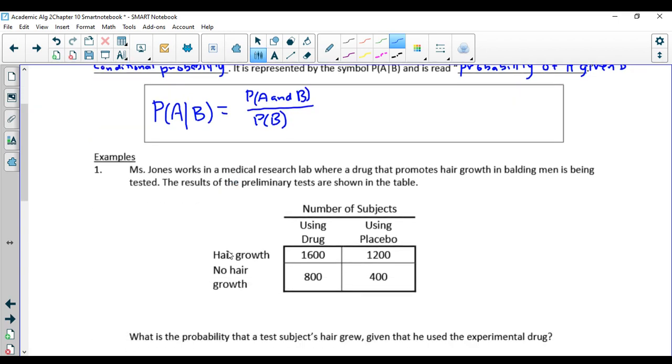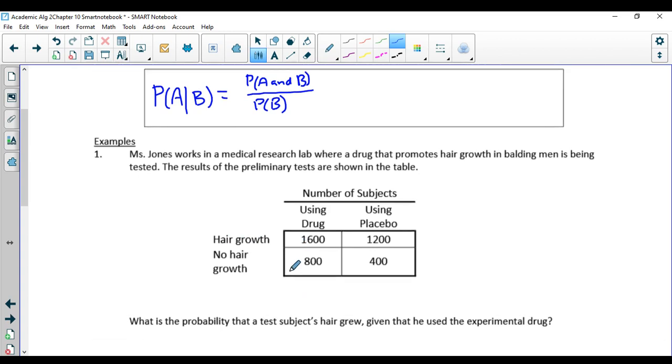It says Miss Jones works in a medical research lab where the drug that promotes hair growth in balding men is being tested. The results of the preliminary tests are shown in the table. What I like to do is first total things up. Using the drug, that would be 2,400 total people, and then 1,600 are using the placebo. And if you don't know, a placebo is some sort of drug like a sugar pill, so they mentally think they're taking a drug, but they're actually not. So they're seeing if it's just a mental game.